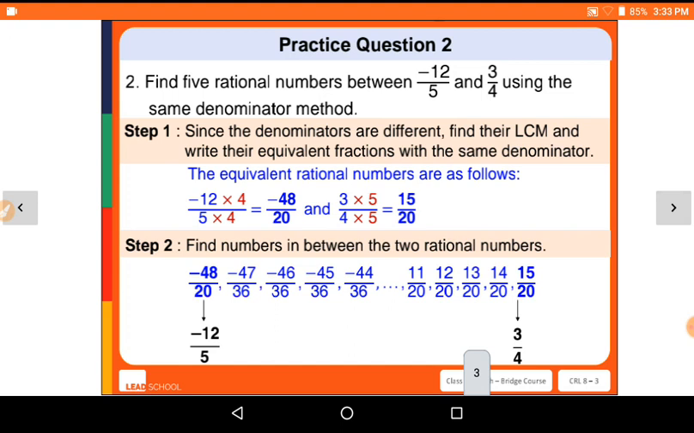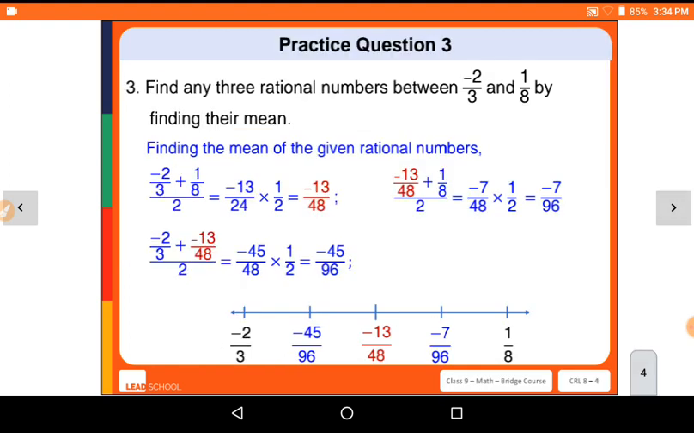So the second method we learned is the one in which we make the denominators the same and then find the rational numbers between them. These are the two different steps, and both practice questions are to be used in today's homework also. Then the third is the method we learned today, the mean method or average method. Just as we found -2/3 and 1/8 by the mean method, the same solution is implemented here.